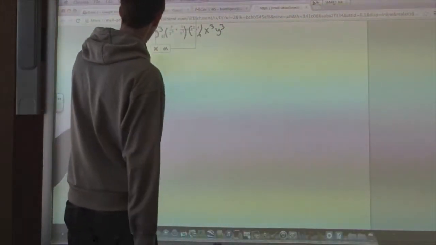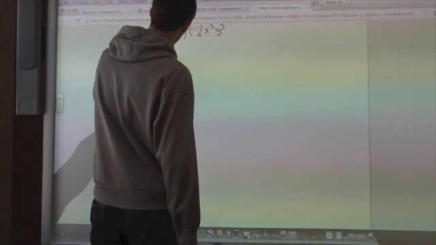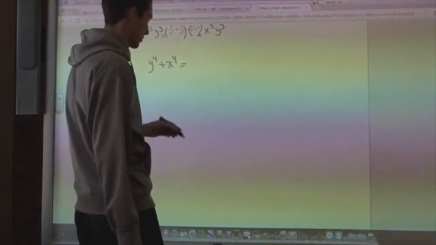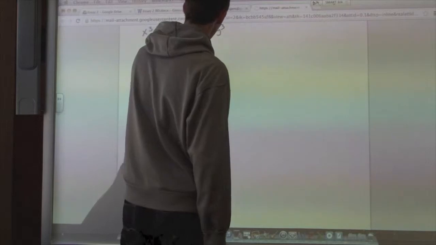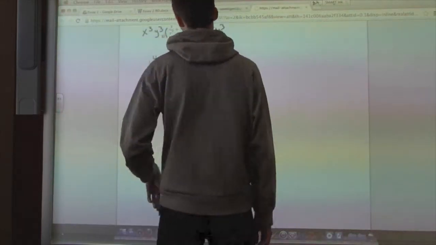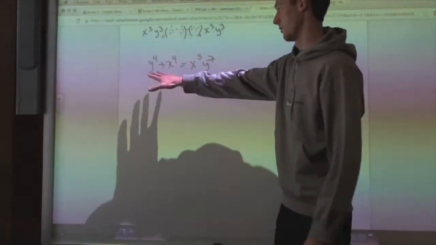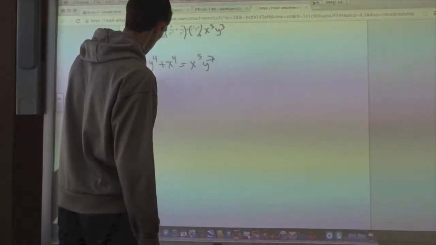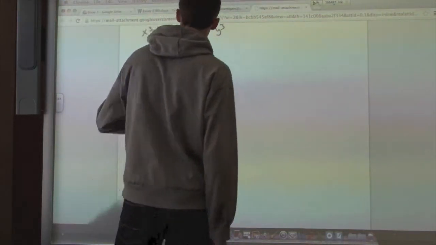So once you do that multiplication through, you should see that you get y to the fourth plus x to the fourth is equal to x squared, x cubed is going to be x to the fifth, y to the fourth, y cubed is going to be y to the seventh. So that's what we come up with. We want to differentiate both sides. This one's going to be easy. We're just going to come out with a 4y cubed, y prime, plus 4x cubed.